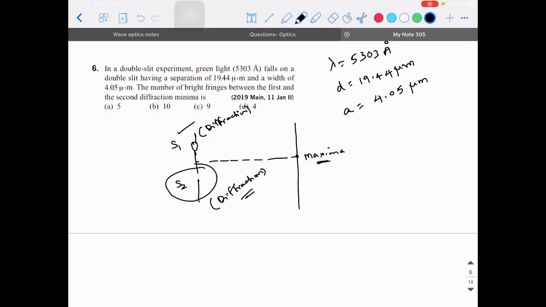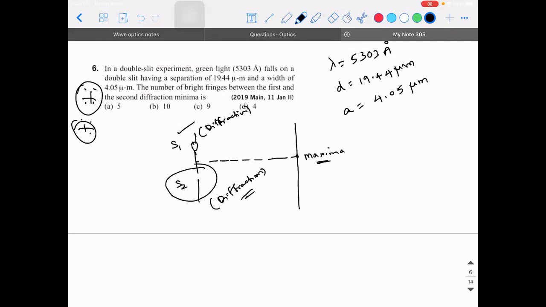So try to understand one thing, guys. When you talk about YDSE, along with the interference, there is also diffraction that is going to take place. So that's what this problem is all about. That is why it's tricky. That's why it's a bit confusing. Now this is the maxima.